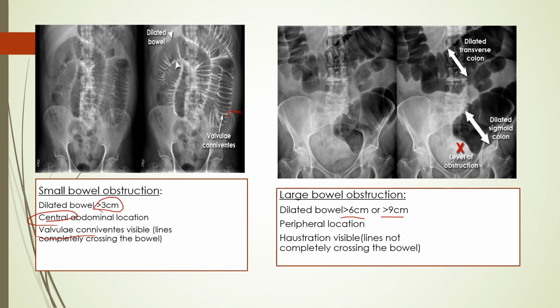The large bowel obstruction is generally peripheral in location. It has haustral lines visible. These lines do not completely cross the bowel. As we can see over here, this is the site of obstruction. And there's the loop of sigmoid colon that is dilated.